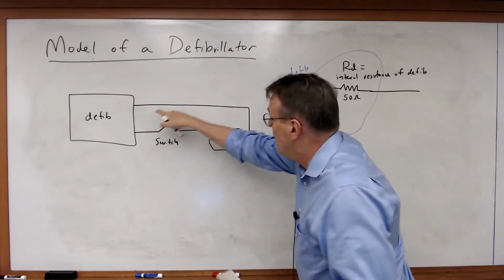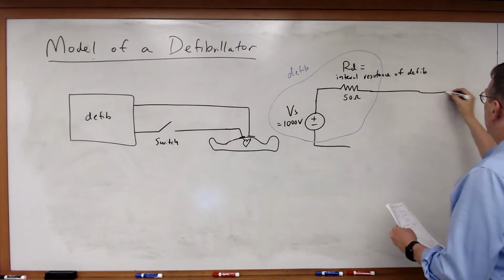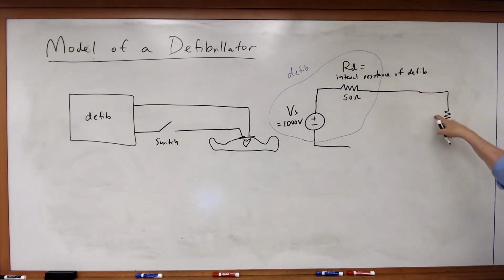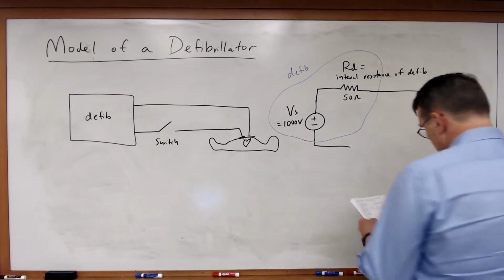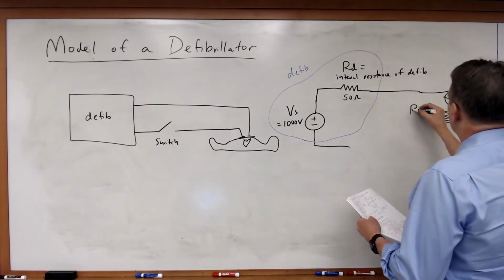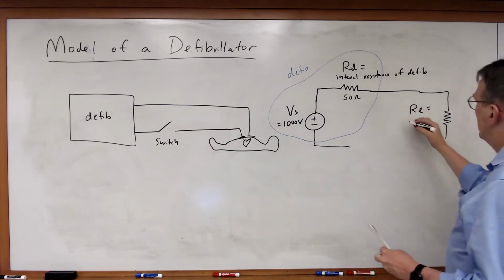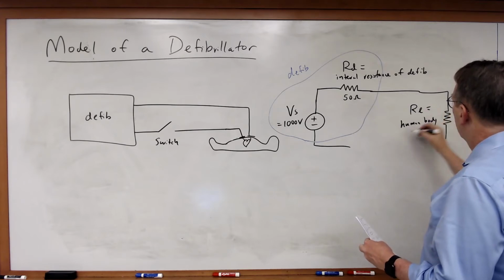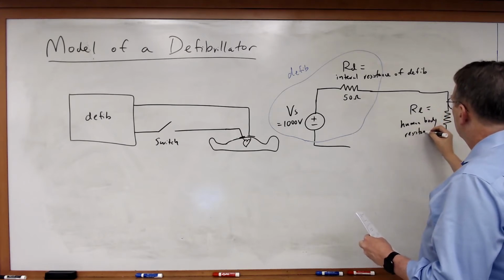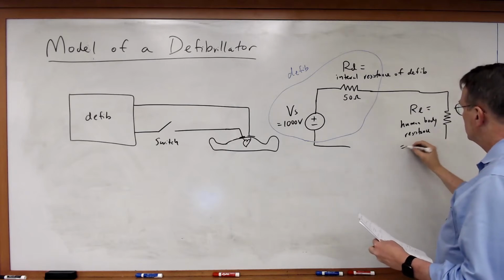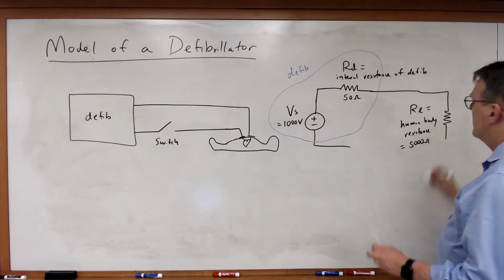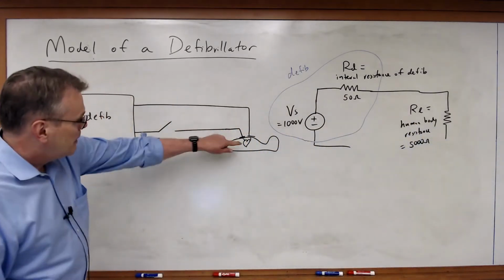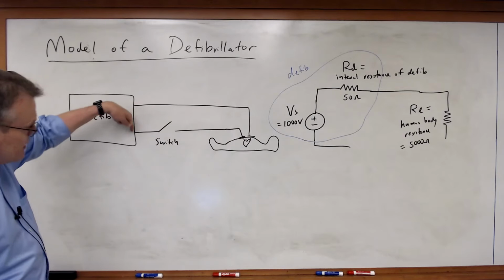Let's take this wire and draw a resistance. This represents the patient's body, and in this case, this will be R sub L. This is our human body resistance, and in this case, I'm going to assume it is 5,000 ohms. Then finally, we're going to come back through this wire into the defib again.